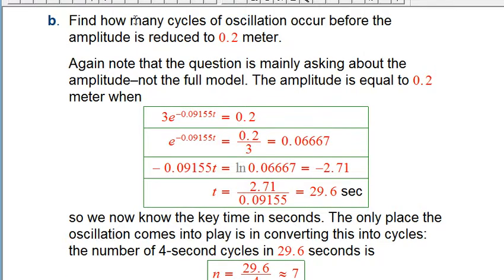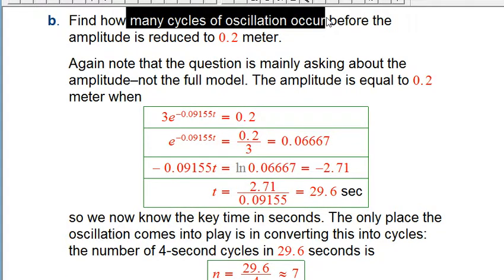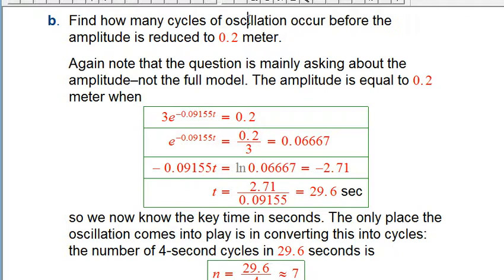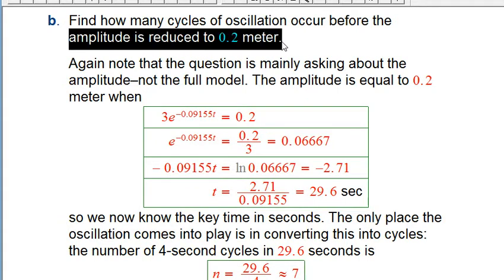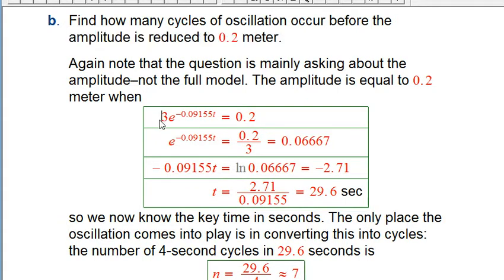Okay, and it says how many cycles of oscillation occur. So again, that's talking about the oscillation, but it's really mostly about the amplitude, and we're going to put in that cycles thing at the end. Can you just figure out how long it takes for the amplitude to reduce to 0.2 meters? That has nothing to do with the oscillation directly.